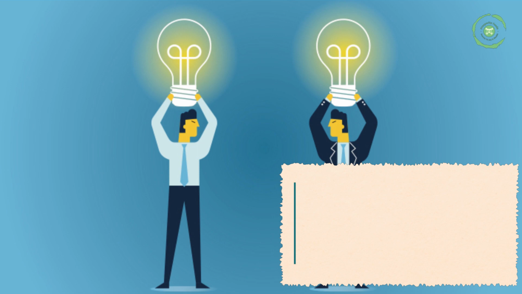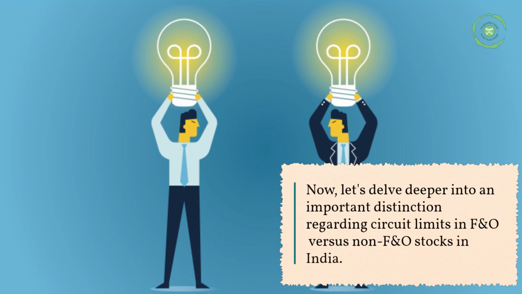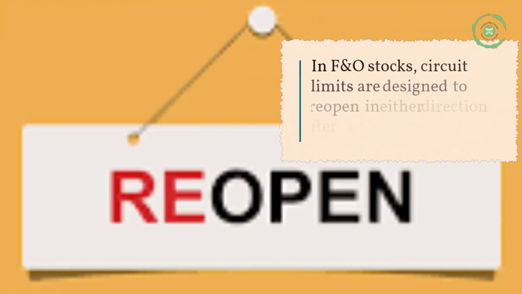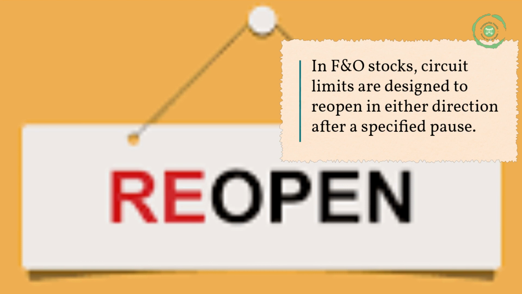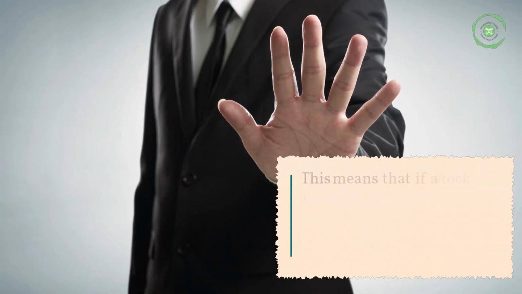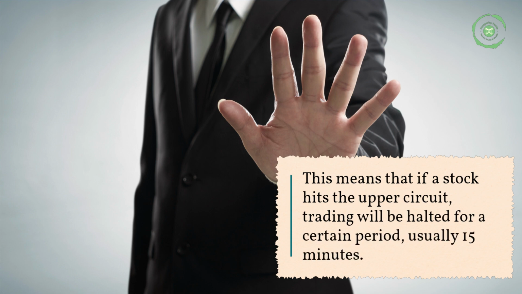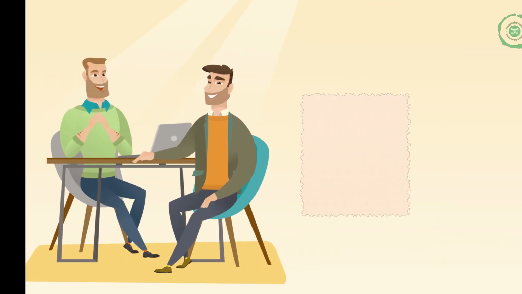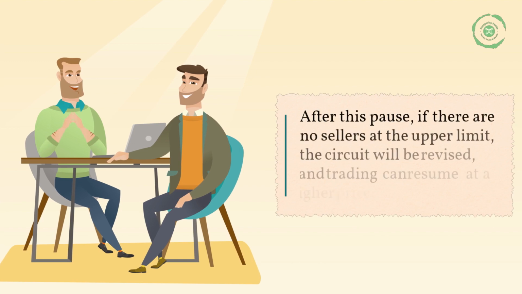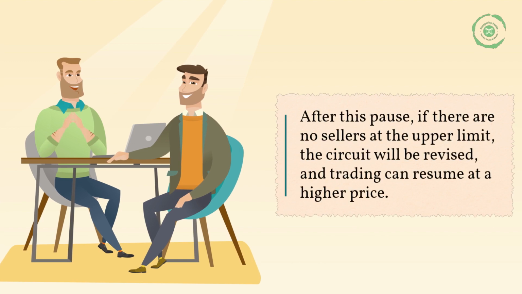Now, let's delve deeper into an important distinction regarding circuit limits in F&O versus non-F&O stocks in India. In F&O stocks, circuit limits are designed to reopen in either direction after a specified pause. This means that if a stock hits the upper circuit, trading will be halted for a certain period, usually 15 minutes. After this pause, if there are no sellers at the upper limit, the circuit will be revised, and trading can resume at a higher price.